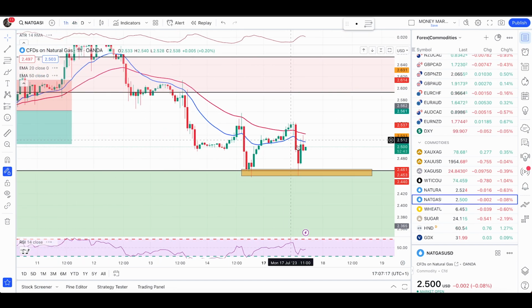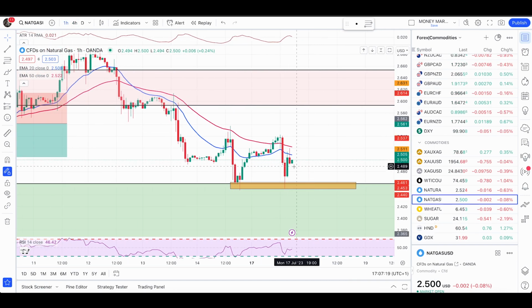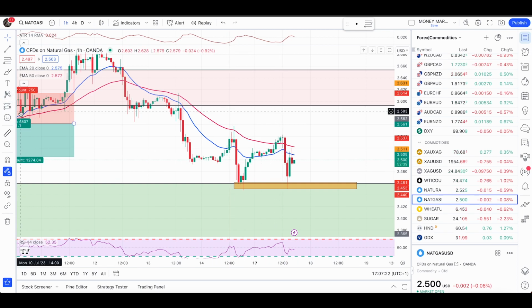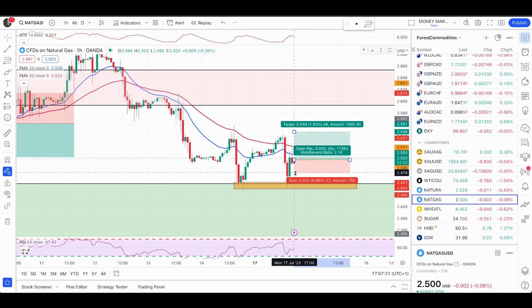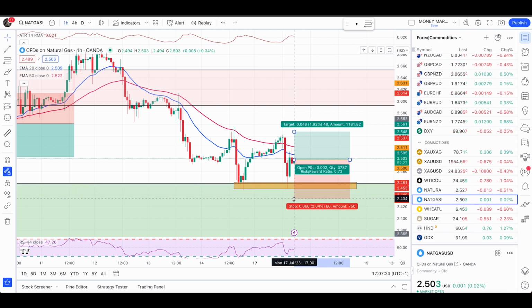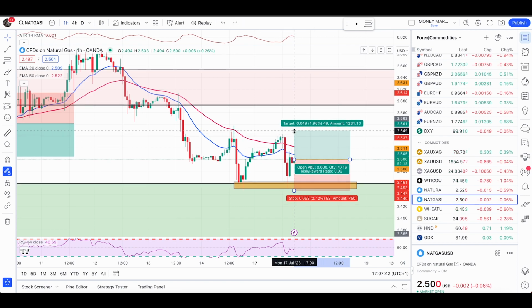Now on the 1-hour time frame, we already have a buy signal right here, a double bottom confirmation. In that case, your target will be 2 points, a quick scalp. But for me, I like to keep my stop loss below the wicks and go 1-to-1 for my initial target.